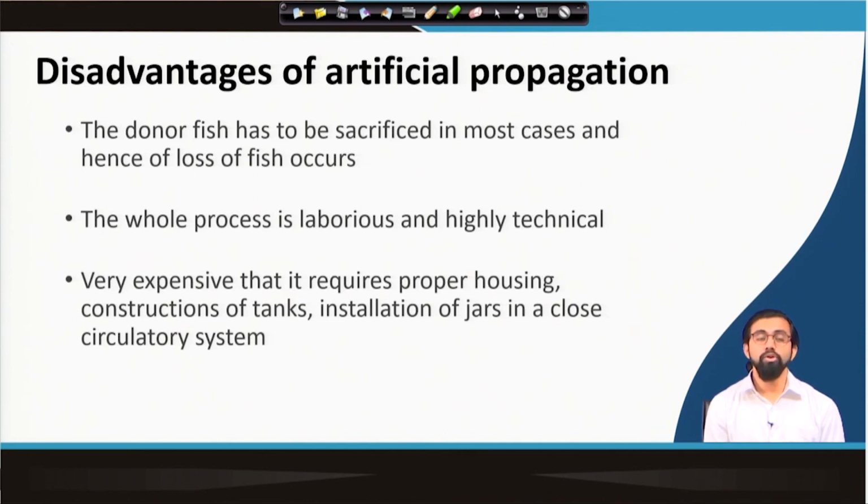Because if you go for the proper propagation methods, you will get a good amount of offspring, and this good amount of offspring will give you a good amount of economic benefits as well, if you go for proper scientific approaches.